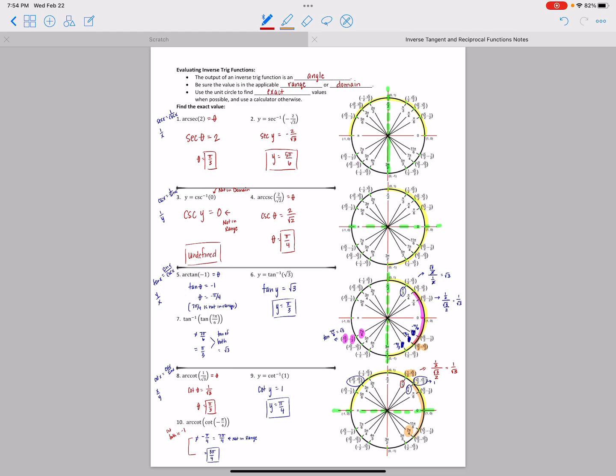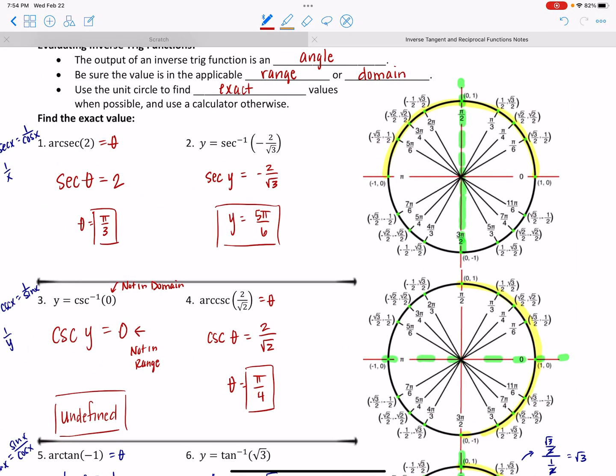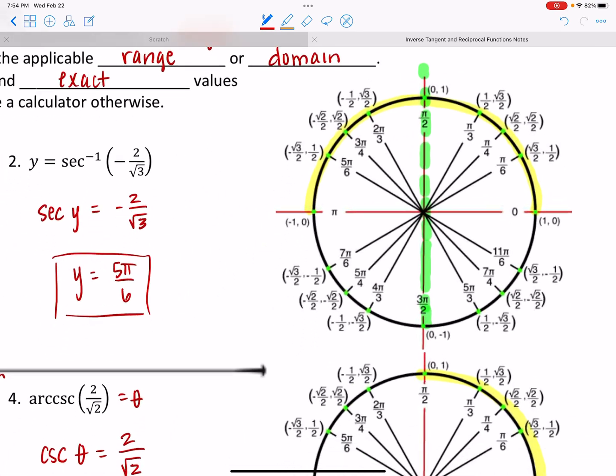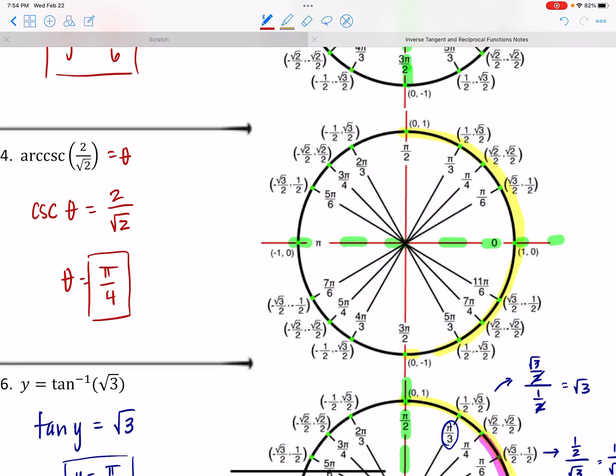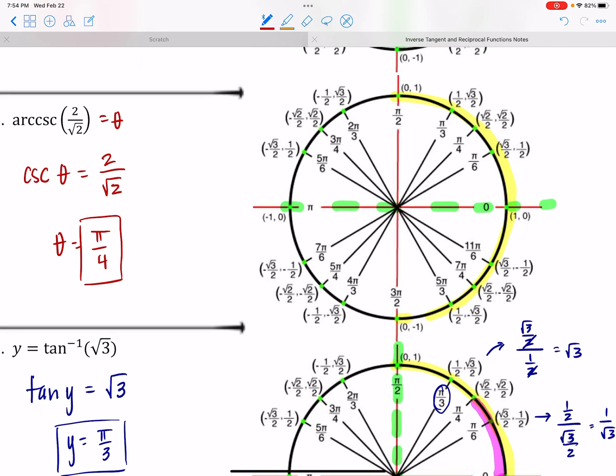So every time you're trying to evaluate an arc secant or inverse secant, you have your picture here to use. Or if it's arc cosecant, you have your picture here to use. You know exactly what range you're looking at for the inverse functions that you're dealing with.